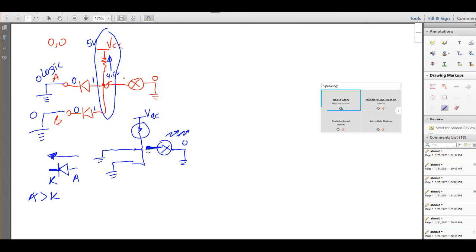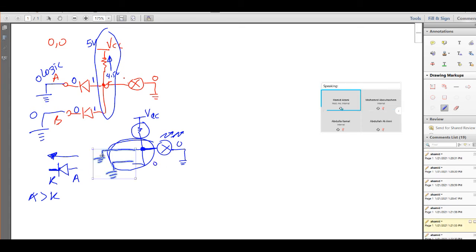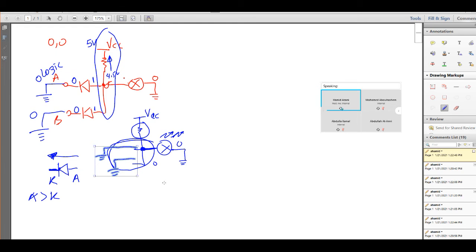Is that clear? So this is the same node. It will be 1. This is the same node. This is 0. This is ground. One more time. If we take this ground here, because this is 1 node, we'll end up with a circuit like this.